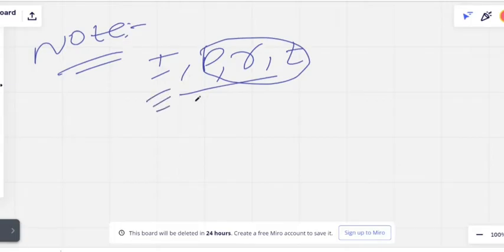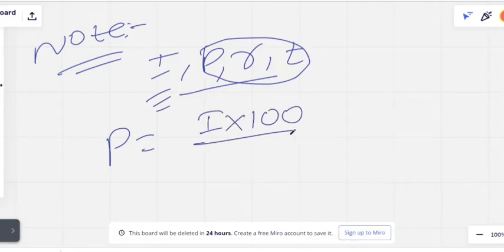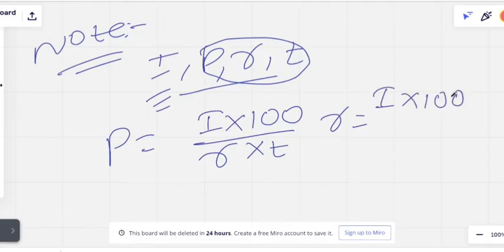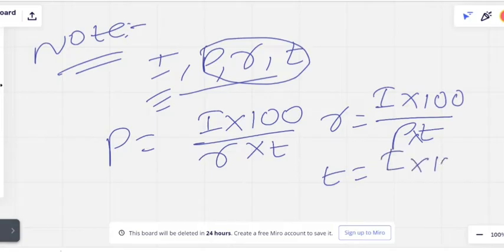For example, we have already written a formula for interest. So simple interest is nothing but p into t into r by 100. In that way we can also write a formula for p. P is nothing but I into 100 by r into t. In a similar way we can also write a formula for rate of interest, that is I into 100 by p into t. This formula is nothing but an extension of that one. And t is nothing but I into 100 by p into r. So this is the main thing.